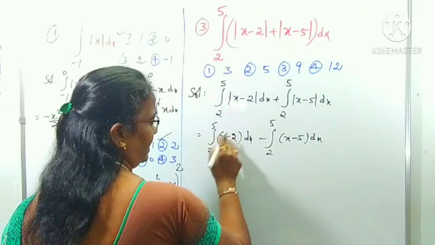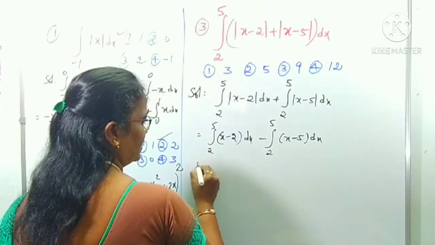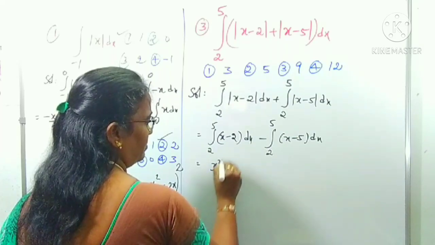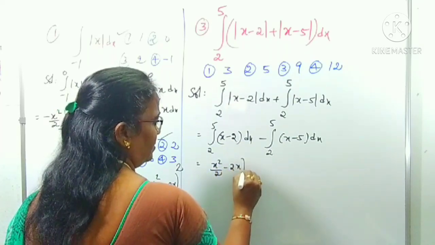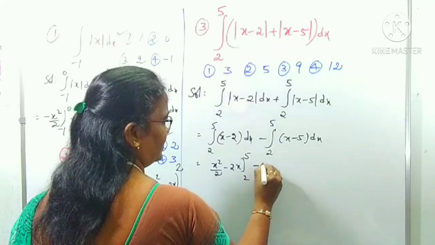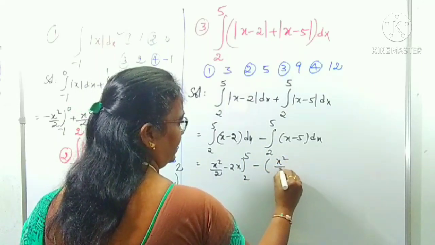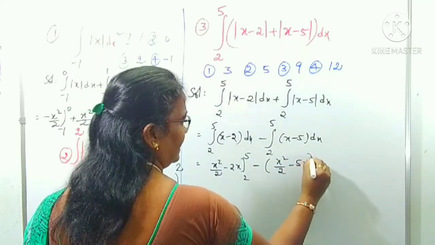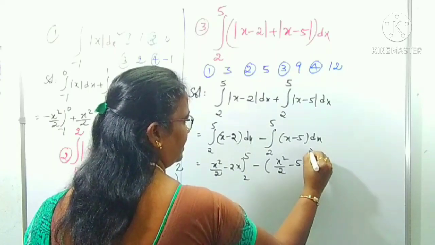Now, from 2 to 5, we have taken the minus here. What is the integral of x? x square by 2 minus 2x. Now, with the limits 2 to 5, minus of x square by 2 with minus 5x. Limits from 2 to 5, right?